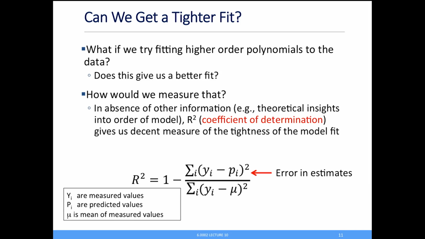The way to think about this is, this top expression here is exactly what I'm trying to minimize, right? It gives me a measure of the error in the estimates between what the model says and what I actually measure. And the denominator down here basically tells me how much the data varies away from the mean value.